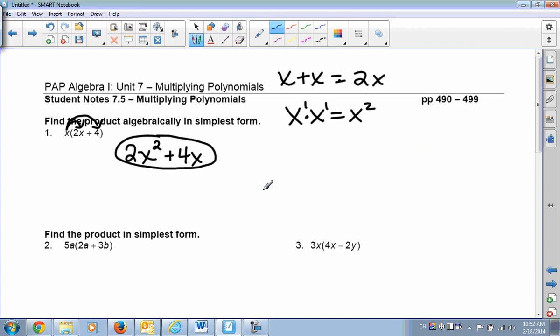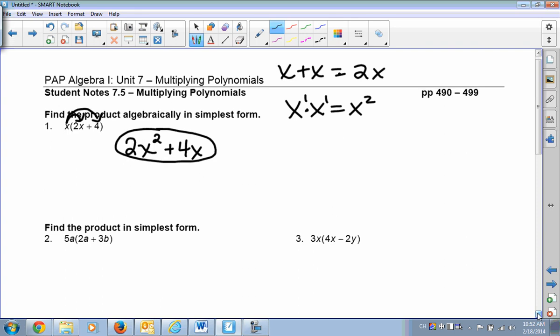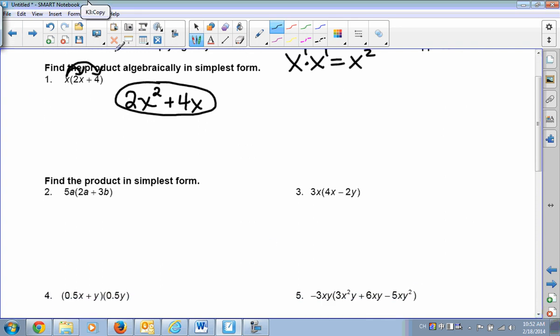So go back to that foldable. Remember our foldables? The very first, or I think it's the third flap on your foldable where it says that if you have common bases, you're multiplying, you're adding the exponents.